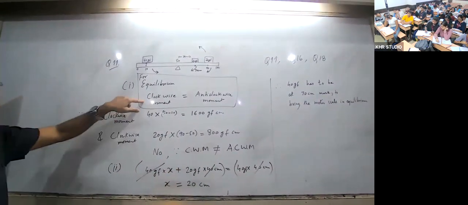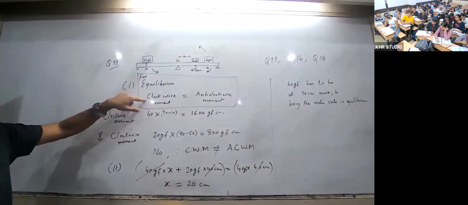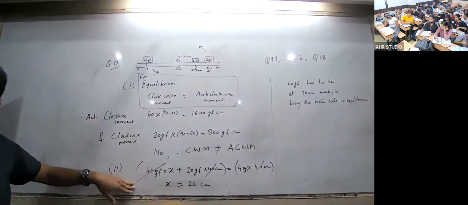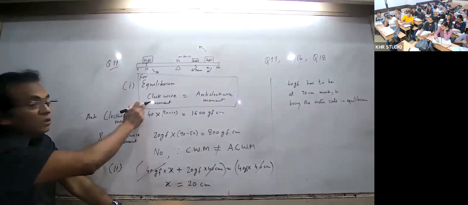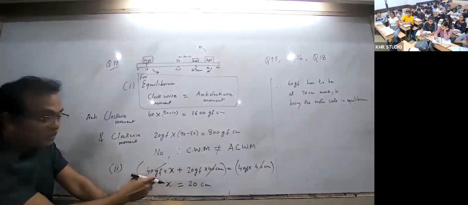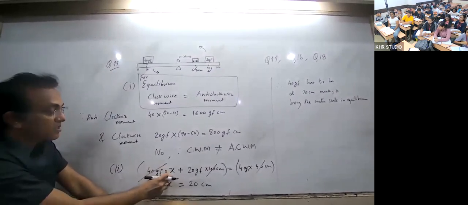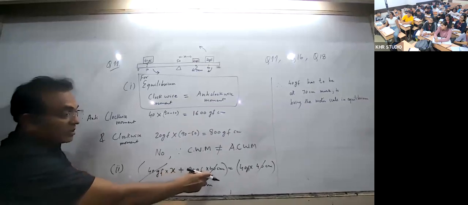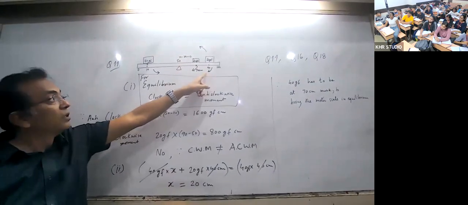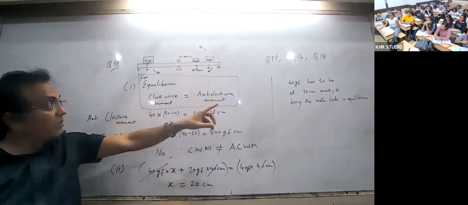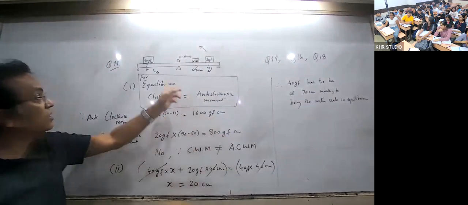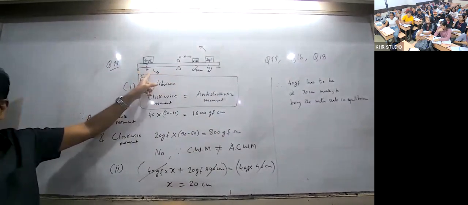Why the principle of moments? At equilibrium, the left side is the clockwise moment due to two forces, two weights. Weight is force. Then I have to calculate the distance. 90 is 40 centimeter away from 50, so 90 minus 50 is 40. This one is at 10, so 50 minus 10 is 40.